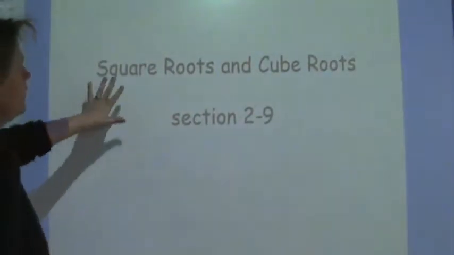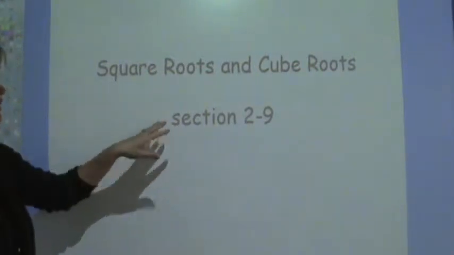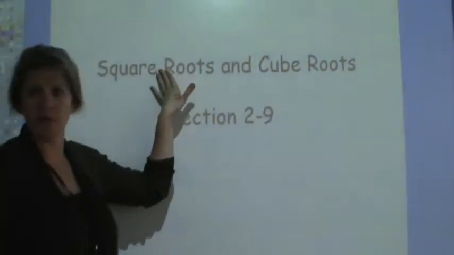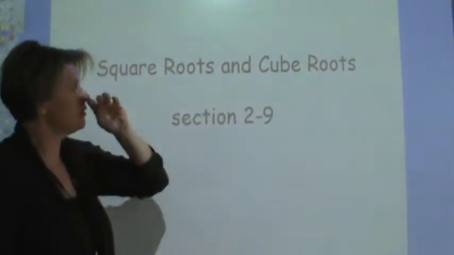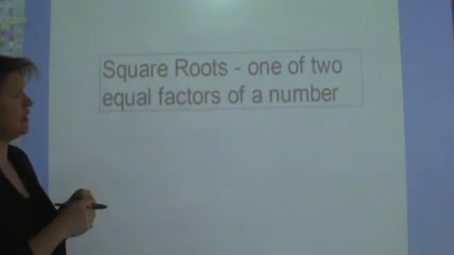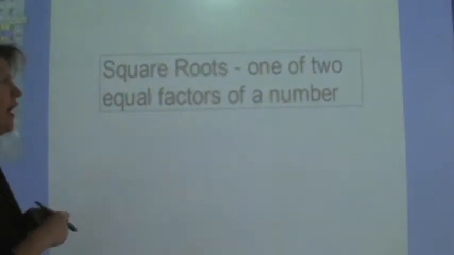Square roots and cube roots. This is section 2-9. I'm going to do this in two parts. We're just going to do the square roots today, and then the next time we'll do the cube roots. Okay? So the square root definition is one of two equal factors of a number.